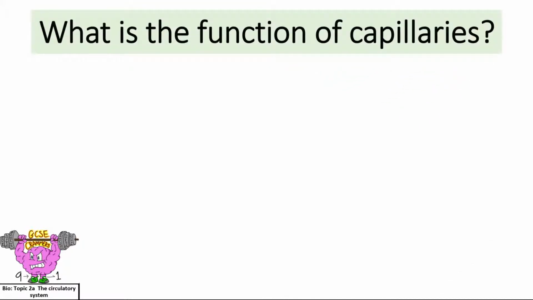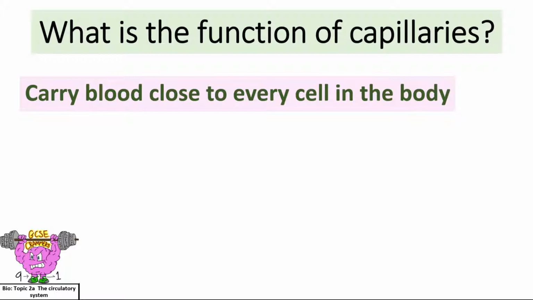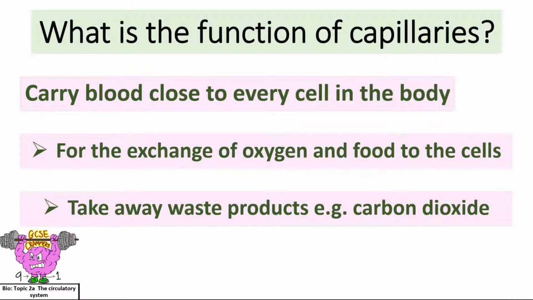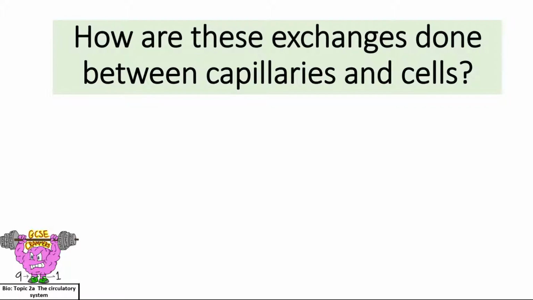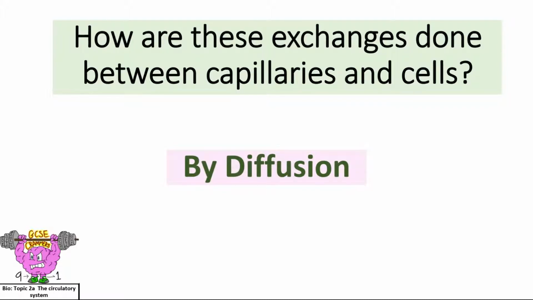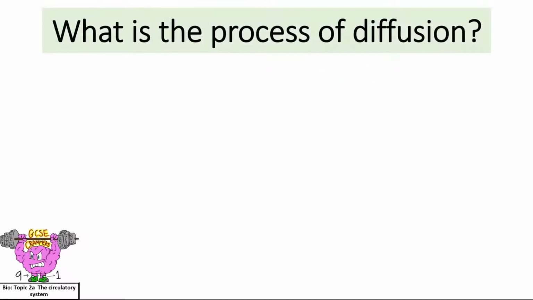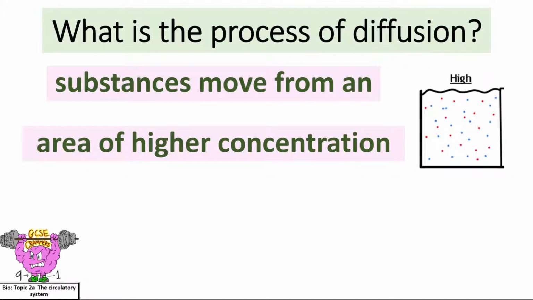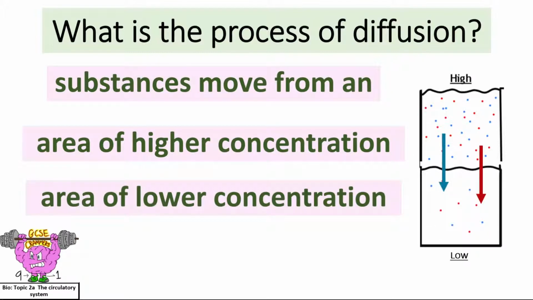What is the function of capillaries? Capillaries carry blood close to every cell in the body for the exchange of oxygen and food to the cells, and they take away waste products, for example carbon dioxide. How are these exchanges done between capillaries and cells? By diffusion. What is the process of diffusion? It is the process by which substances move from an area of high concentration to an area of lower concentration.